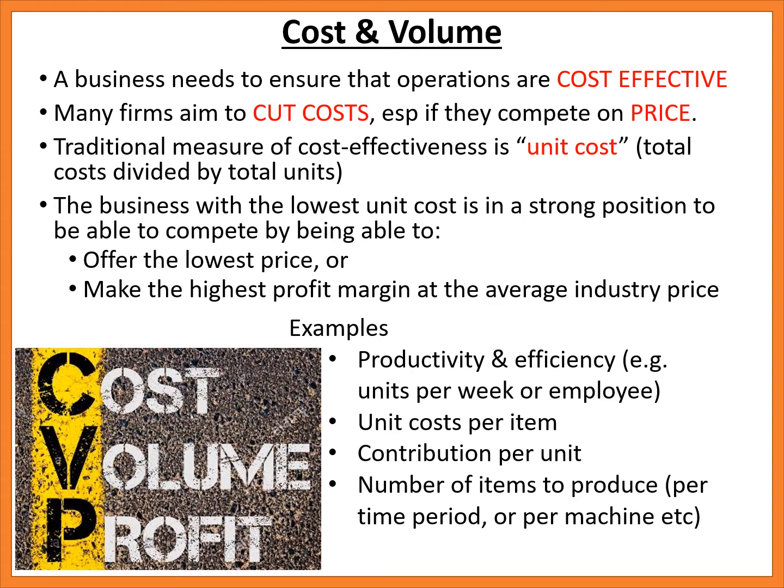So a business with the lowest unit costs is in a strong position to compete by being able to offer the lowest price or make the highest profit margins, right? If you can beat the average in the industry, then your company is going to do much, much better. That's where economies of scale comes in, which we'll be looking at soon. A few examples are productivity and efficiency, so number of units per week or per employee, the unit cost per item, contribution per unit, or the number of items produced over a time period or per machine.